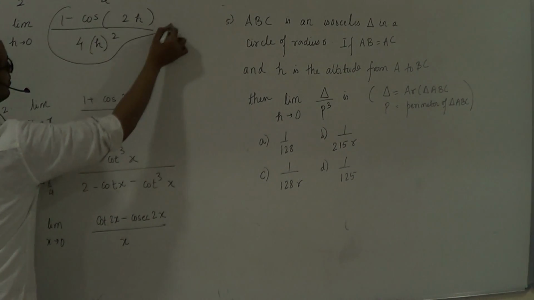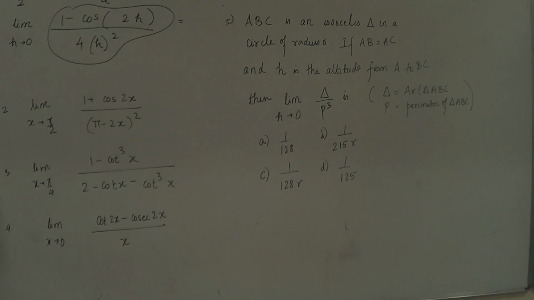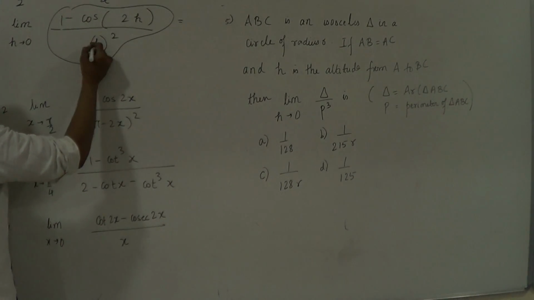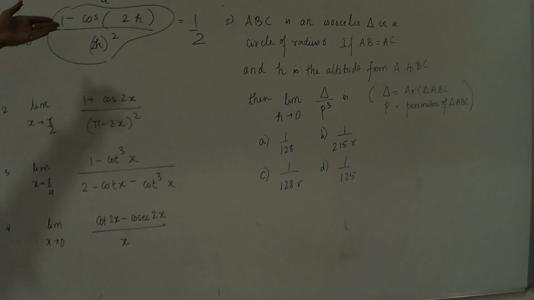Now I can see without solving here also that my answer is going to be 1 by 2. It's like saying 1 minus cos x by x square as x tends to 0, which is half. So the answer is going to be 1 by 2 for the second one. If h tends to 0, 2h will also tend to 0. So you can directly use 1 minus cos 2h. In school we can directly use that, right? No. In school you have to expand it like sin square h and do it.